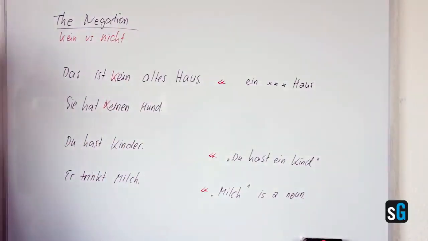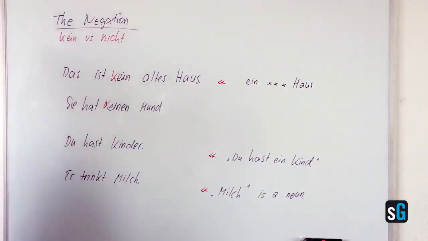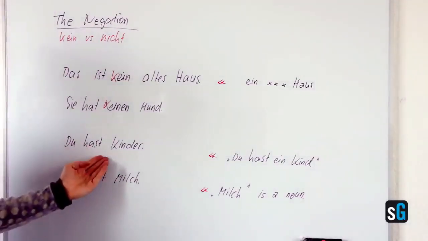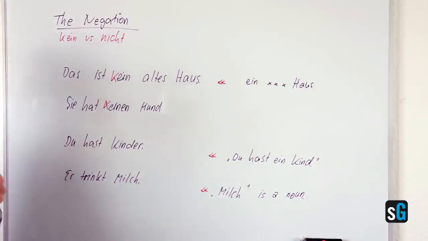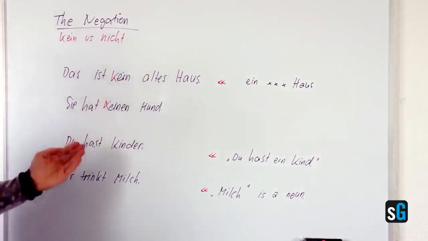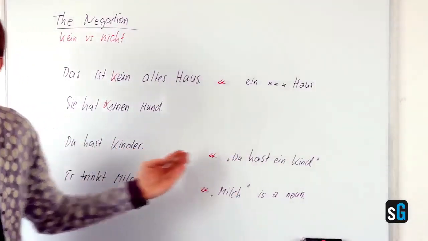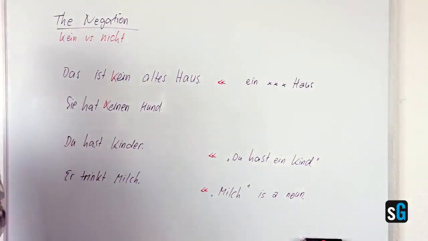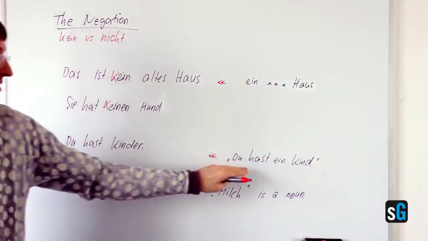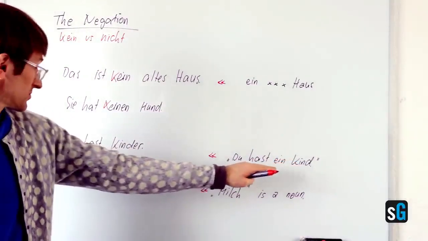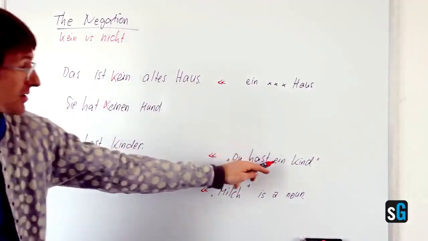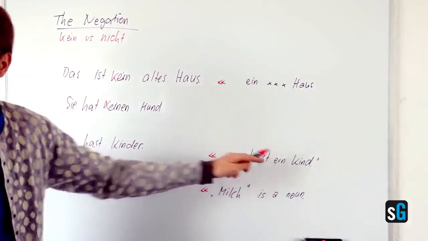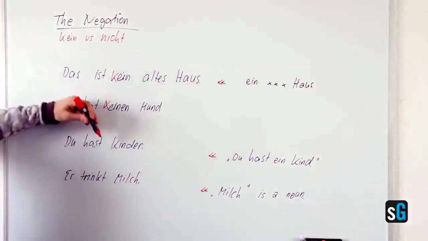Du hast Kinder. Now I have a little problem. There is no article here, no ein. But there's a little trick that helps in this case. If you, let's say, change the plural, Kinder means she has kids. So if you say she has a kid, you have the, again, the ein. Du hast ein Kind. So again, I can put the kein here, but be careful.